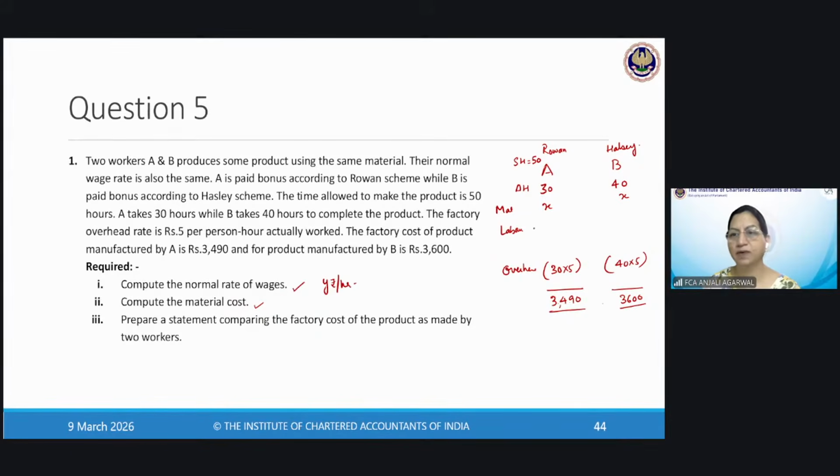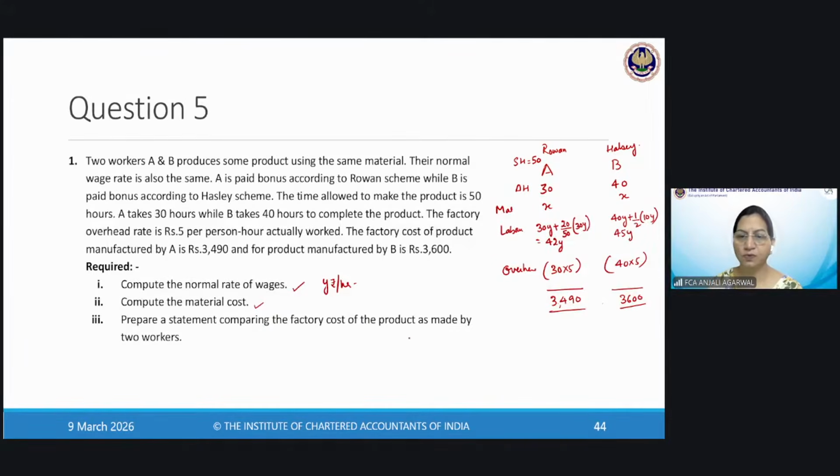So he is under Rowan plan. How much will he get? 30Y plus, how much is the time saved? 20. Time saved 20 over standard time 50 multiplied by 30Y. So this comes out to be 42Y. How much will he get under Halsey? 40Y plus half of 10Y, 45Y. So you have to prepare a statement.